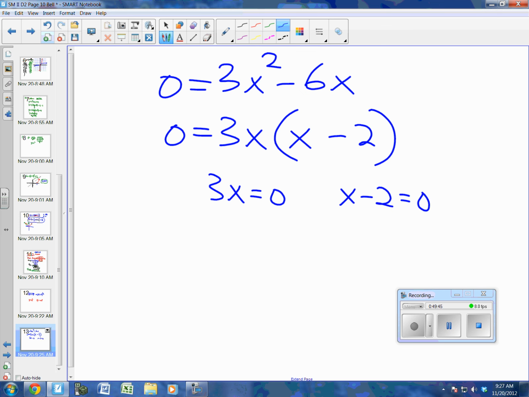What's this one going to be? 3 times what number is 0, you guys? 0. 2 minus what? 2 minus 2 is 0, right? So this one is 2, and there's my two zeros right there. I'll wait right there for a second.